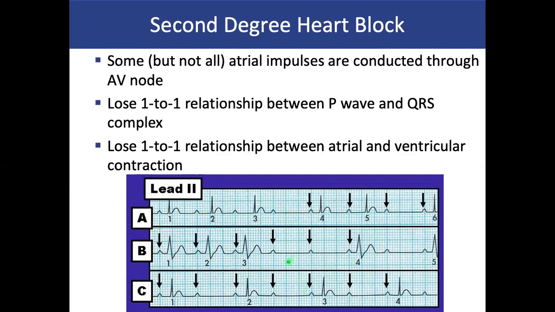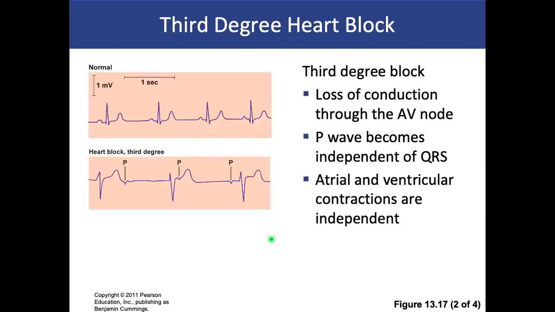So you should see one P wave and then a QRS should follow it. With a second degree heart block, you don't always see a QRS right after that. Third degree heart block is where that AV node is completely damaged. So you've lost conduction through that AV node.